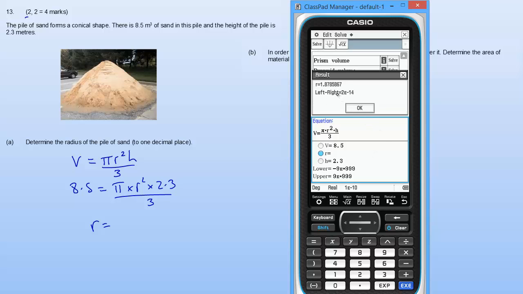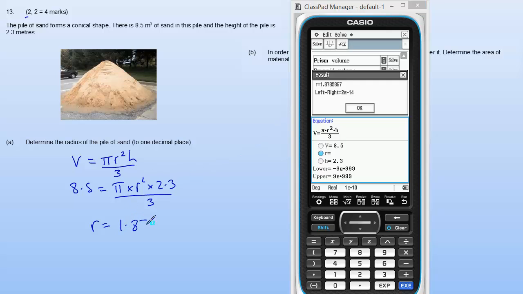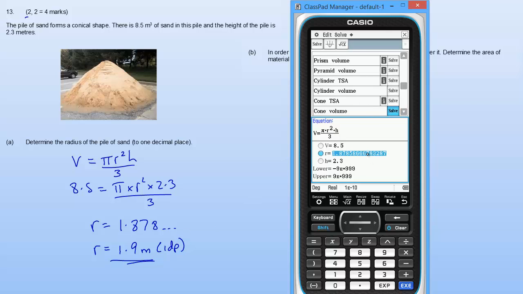and that is 1.878 and so on, and asks us for 1 decimal place, so that would be 1.9 meters, correct to 1 decimal place. Now while I'm here, I'm just going to copy that value because I want to do some stuff in main shortly.